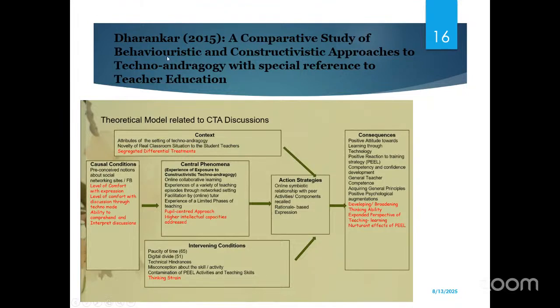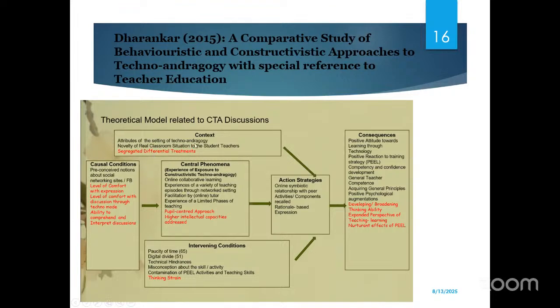So there were two diagrams, one for behavioristic and another for constructivistic. In this case, only the constructivist diagram has been added. And since it was a comparison, whatever was common amongst both the approaches was shown in black ink, and whatever was unique to the constructivist approach was shown in red.